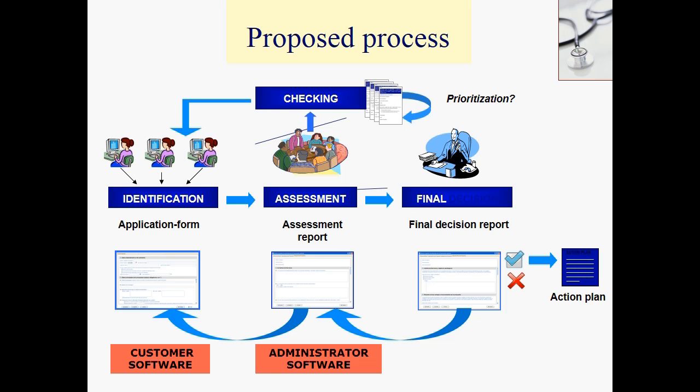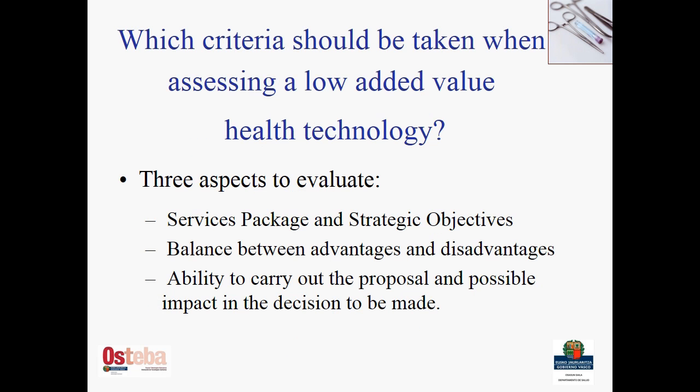We have software helping with this process that helps us identify the processes and the proposals, and also connects the abstracts we produce with Euroscan, with INAHTA, and others. So when we are assessing low added value health technology, we should take into account 3 aspects to be evaluated. This is related with the service package already defined and the strategic objective, regional, national, or federal, and the balance between the advantages and disadvantages of evaluating that, and the ability to carry out this proposal and the possible impact on the decision to be made.